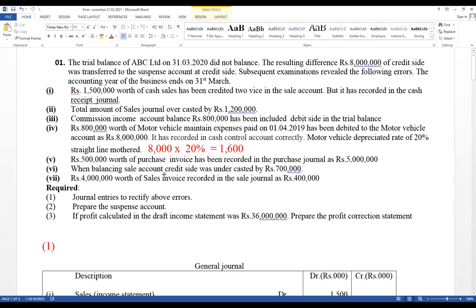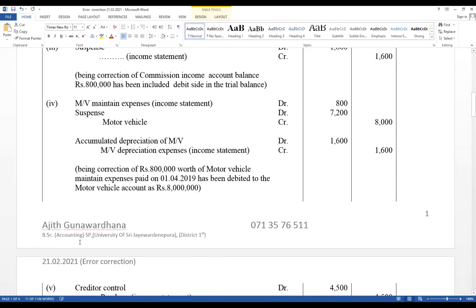Credit side undercasted in the sales account. Therefore, sales account credit, suspense account debit 700. Double entry, transaction number 6.